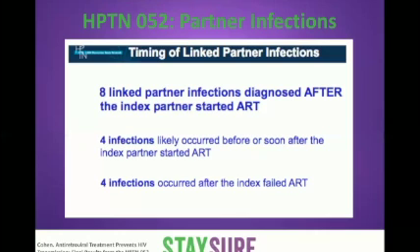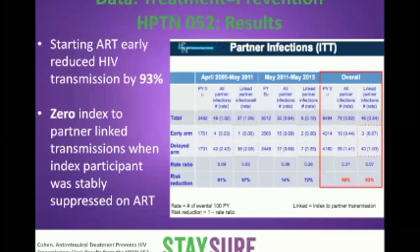Now, when you look more carefully at the study, what you see is that there is a 93% reduction in HIV acquisition when you look across the study. That means a 93% reduction of an already rare event. And the linked transmissions that we saw were in people who were not virally suppressed. When you limit the analysis to individuals who were virally suppressed, there were zero new transmissions that occurred when the HIV positive partner had stable viral suppression. So individuals who were virally suppressed in this study did not transmit HIV.